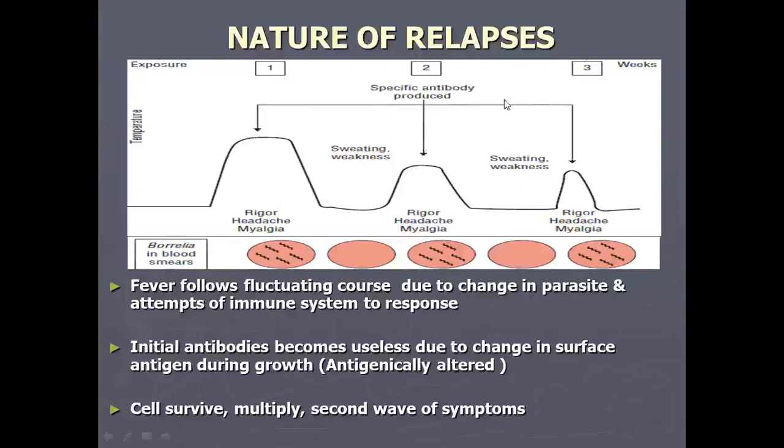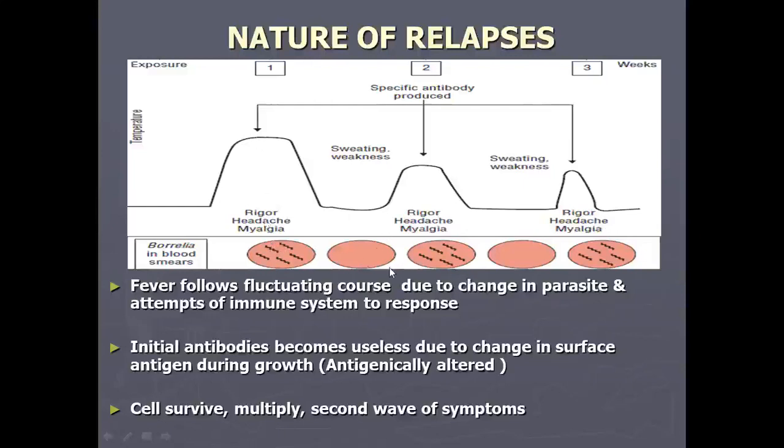So each and every week, because of the continuous variation in the antigenic composition of the organism, we have different antigenic antibodies. So you can see the Borrelia in the blood smears, but they almost remain the same. In the stage when there is high temperature, you can see the Borrelia. In low temperature, you cannot. Then again, you cannot see.